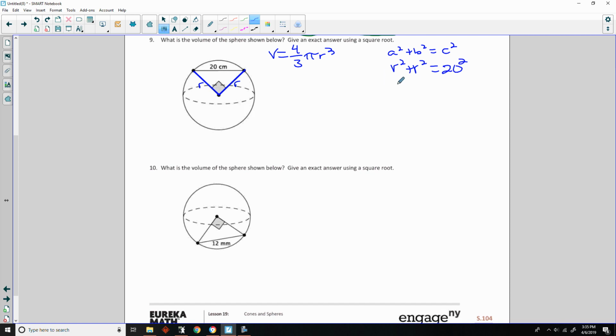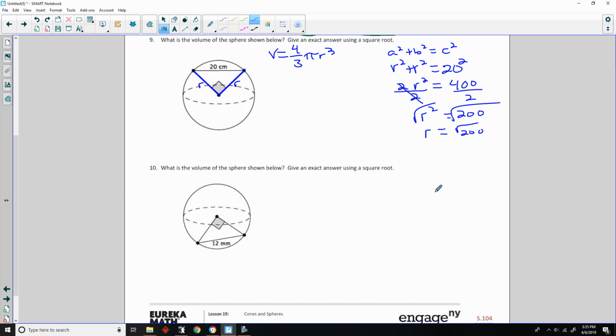So r squared plus r squared is 2r squared. 20 squared is 400. Divide both sides by 2, and I get r squared equals 200. Take the square root of both sides, and r equals the square root of 200.